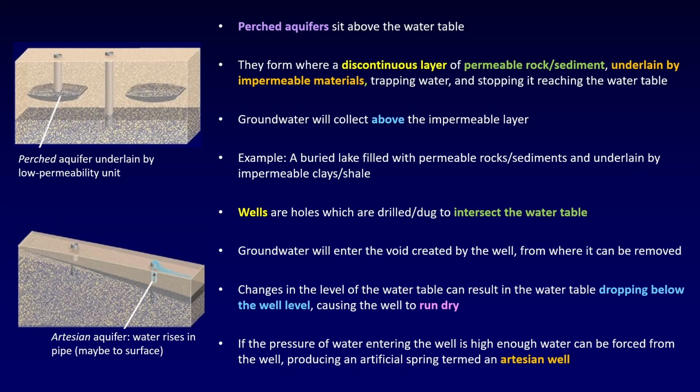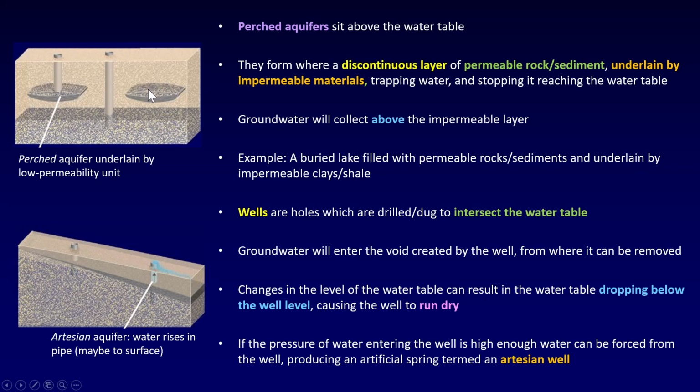When we think of aquifers, we tend to think of the nice, continuous, relatively horizontal layers of rock that we saw on the previous slide. However, there is another type of aquifer which is referred to as a perched aquifer, and these sit above the broader water table. So if we look at the diagram here, we can see here is our saturated zone, so obviously our water table is right here.